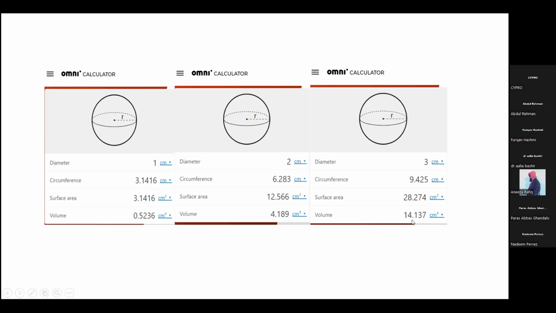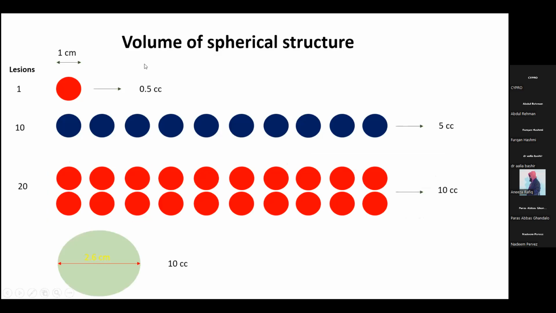This is important to note. A 1 centimeter diameter lesion has a 0.5 cc volume. If we combine 10 lesions in the same patient, the volume will still be very low, only 5 cc. Even if we combine 20 lesions, the volume will still be 10.